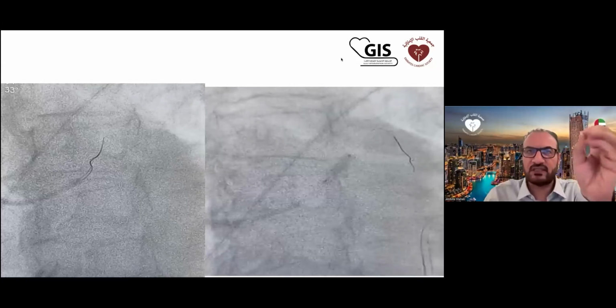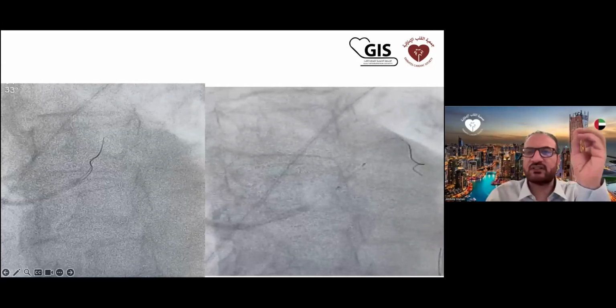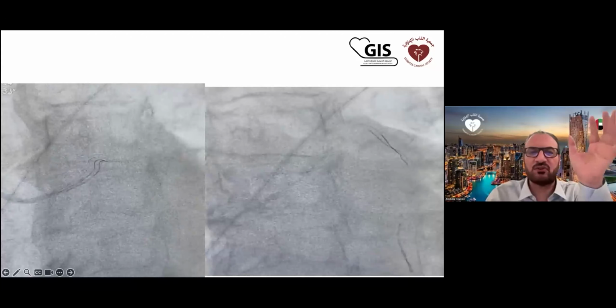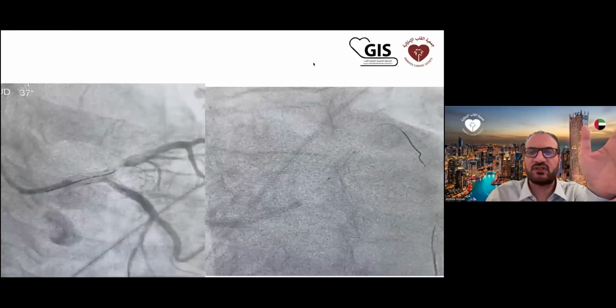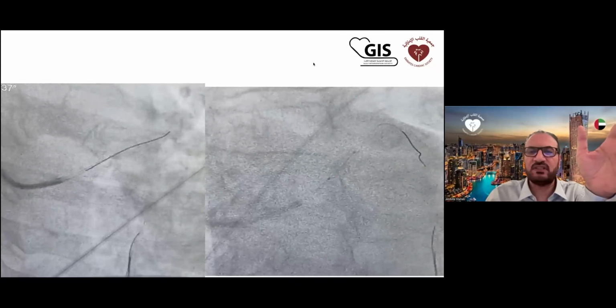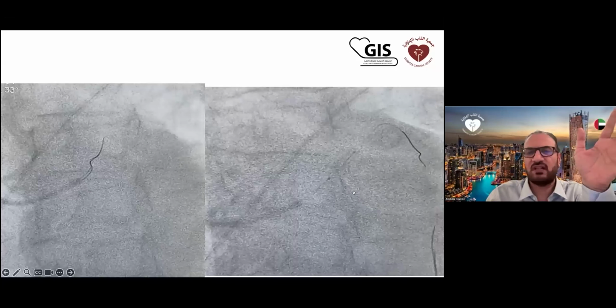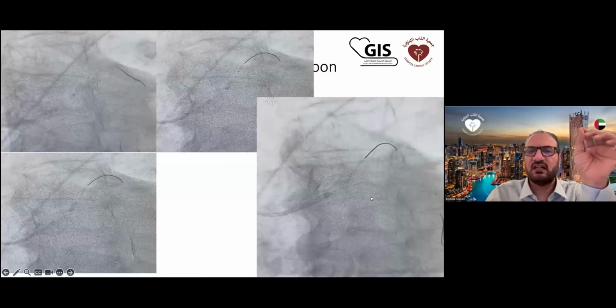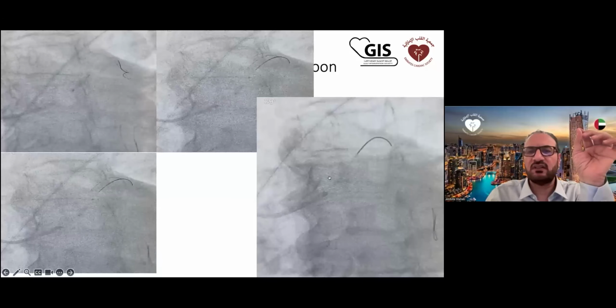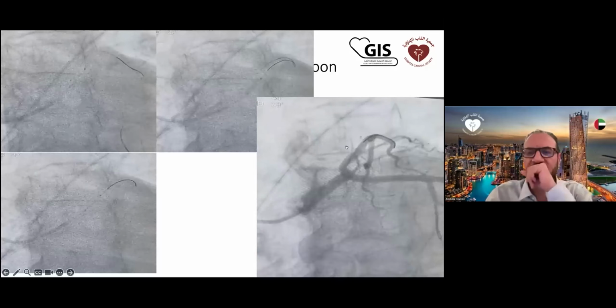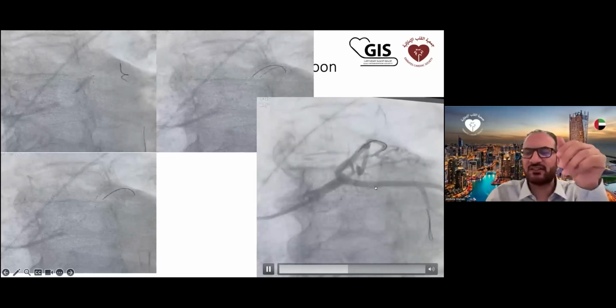So I ballooned it with a scoring balloon. Once I got fine results with no further worse dissection, I put a DCB there, for again 30 to 60 seconds, I think intermittently, in different views, and you can see the results on your right. It was not bad, I can say.